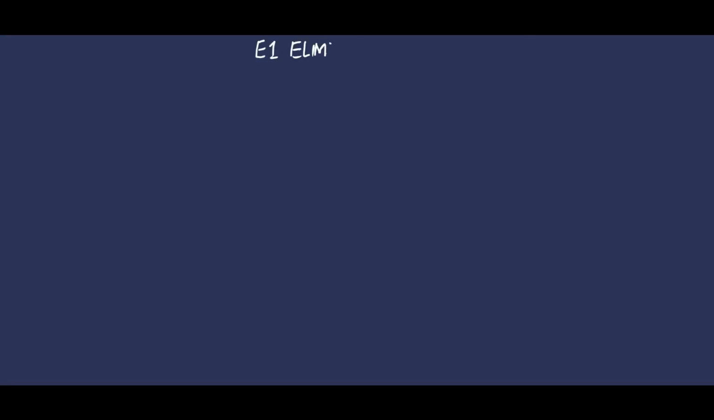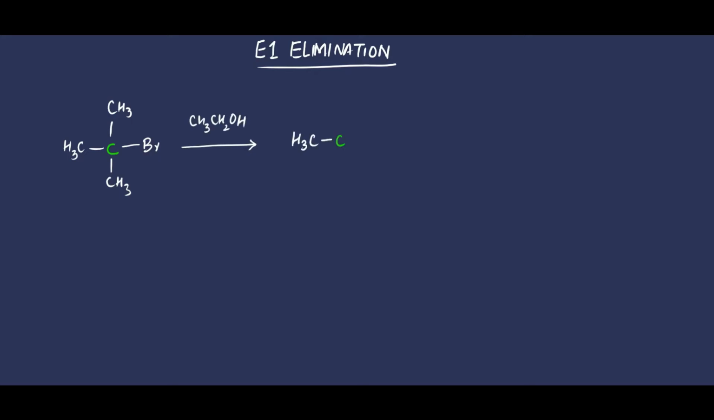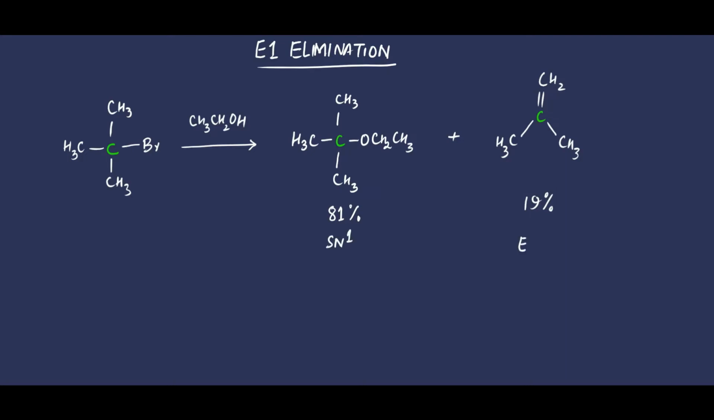To understand the E1 reaction mechanism, consider this tertiary butyl bromide substrate. Upon treatment with the weak base ethanol, what is formed is this substitution product, wherein bromide is replaced by an ethoxy group, and an elimination product, 2-methyl-1-propene. This substitution product forms almost 81% of the product mixture, and this elimination product forms 19%. For now remember, this is formed by SN1 and this by E1.